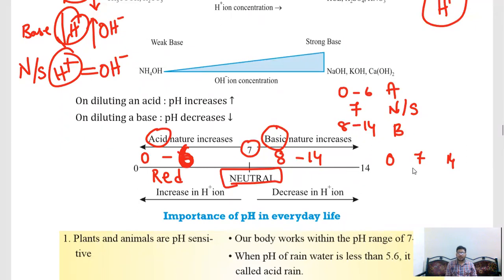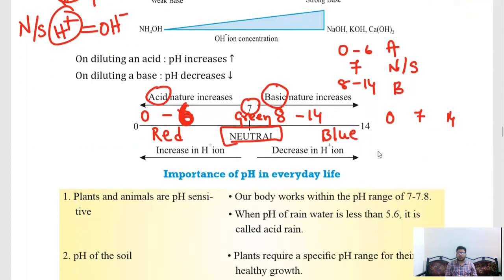And while coming to 7, try to remember green color. Green color is the indication for neutral and salts. And for 8 to 14, remember blue color. Blue and blue variations: light blue, dark blue, violet, indigo, such types of colors.